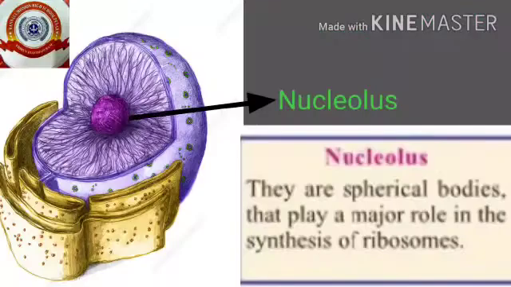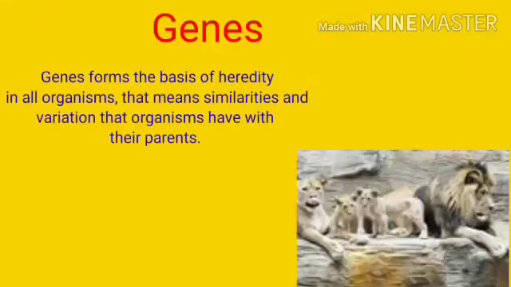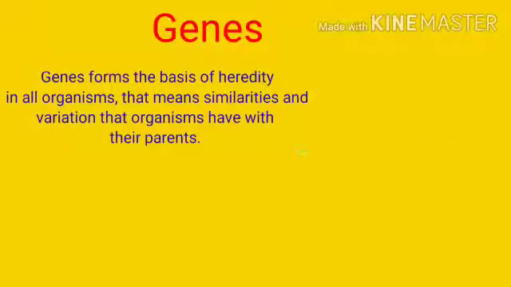Next is nucleolus. The nucleoli are spherical bodies and play a major role in the synthesis of ribosomes. Nucleolus synthesizes ribosomes. Next is chromatin reticulum. Chromatin reticulum is seen as a network in the nucleoplasm. They carry genes. Genes form the basis of heredity in all organisms. That means the similarities and variations that organisms have with their parents.